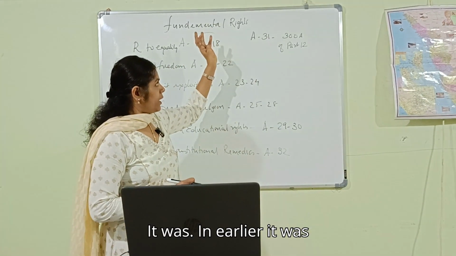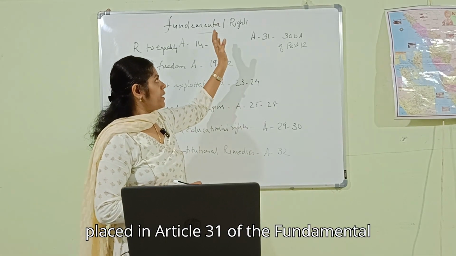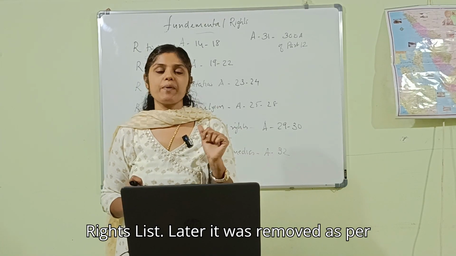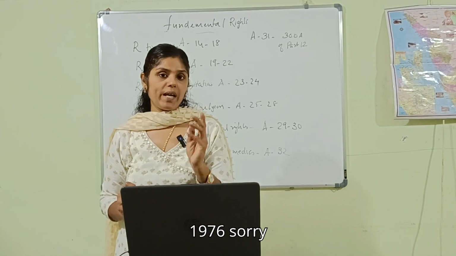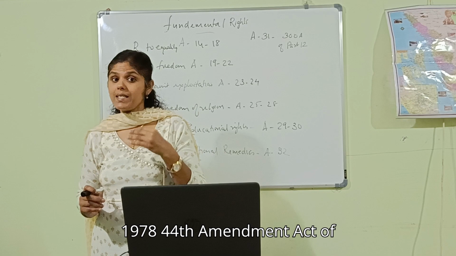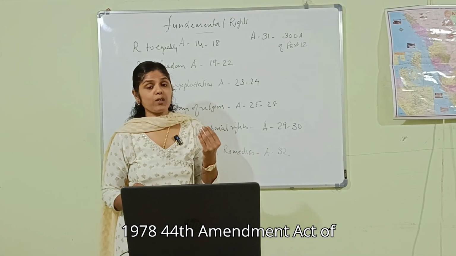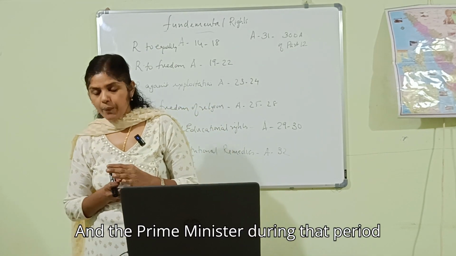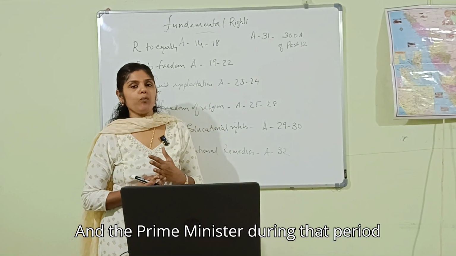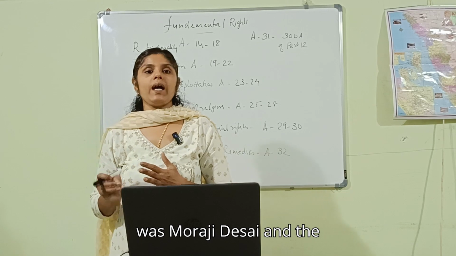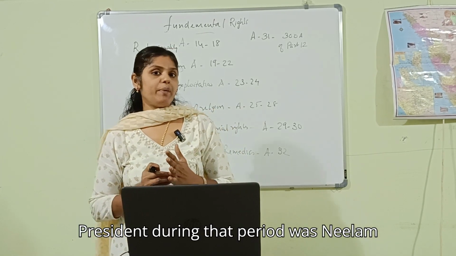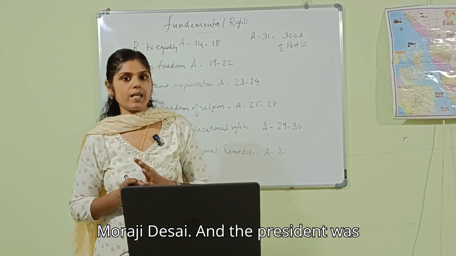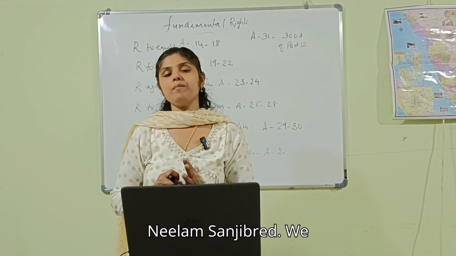Earlier it was placed in Article 31 of the fundamental rights list. Later it was removed as per the 44th Amendment Act of 1978. The Prime Minister during that period was Morarji Desai, and the President was Neelam Sanjeev Reddy.